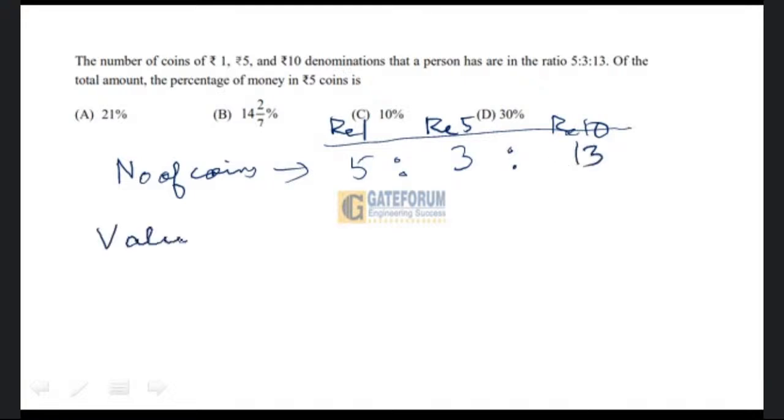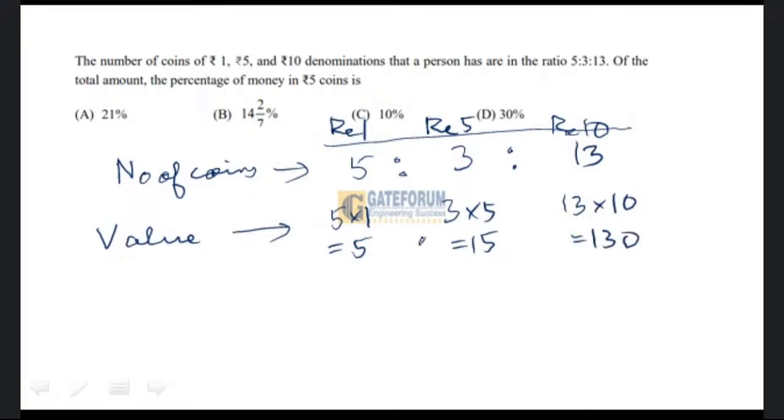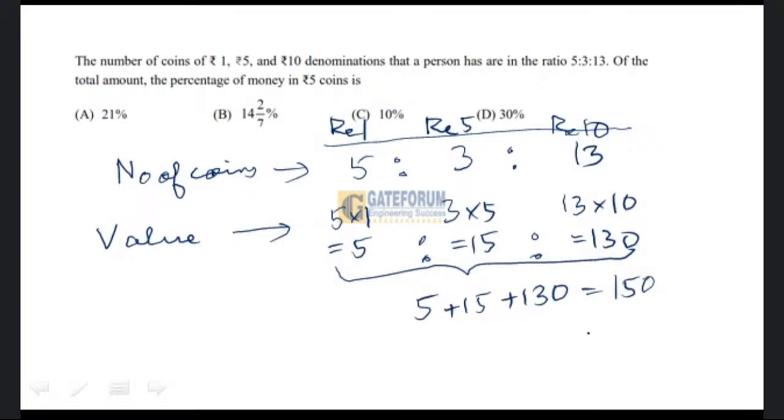So the value ratio, the value of the coins, see rupee 1, so the value would be 5 into 1, that is 5. Rupee 5, so the value would be 3 into 5. And rupee 10, so the value would be 13 into 10, that is 130. So this is the ratio of the values. I hope you have understood. So what is the total money value? The total money value is 5 plus 15 plus 130. 15 plus 5 is 20 plus 130 is 150 rupees.